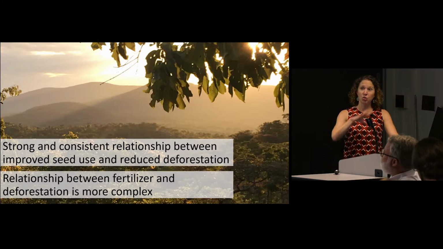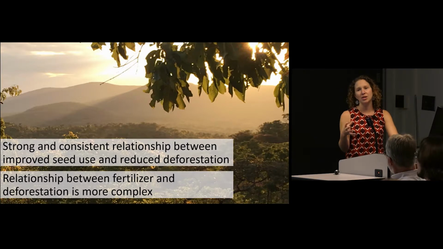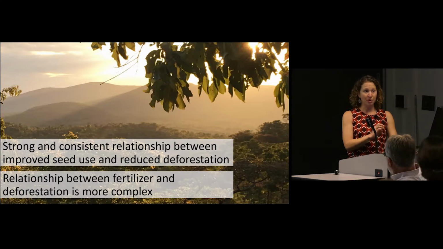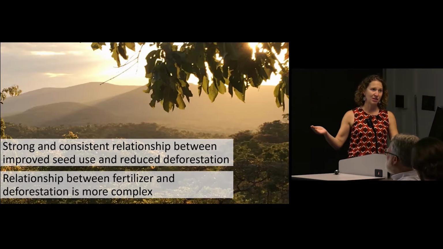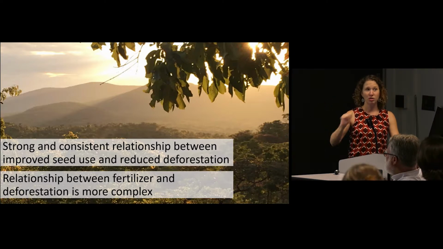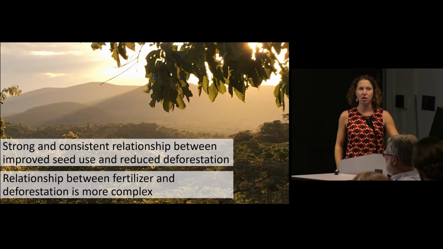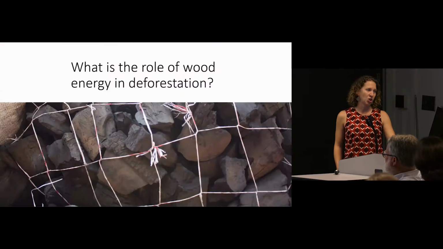So this is the research that has been done that shows a little bit, okay, what can we do to address drivers of deforestation in agriculture? So we're trying to really build evidence. So here definitely there's really strong evidence that using this highly spatially disaggregated information, the use of improved seed is important and is associated with reduced deforestation.